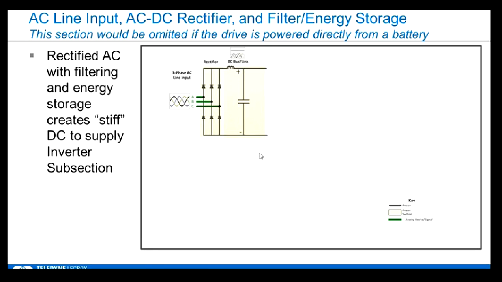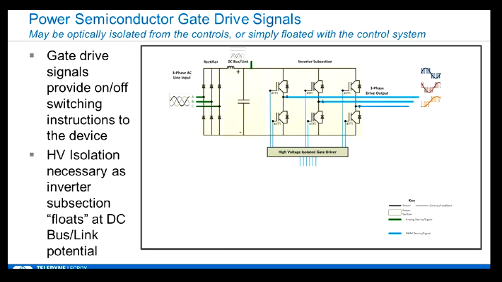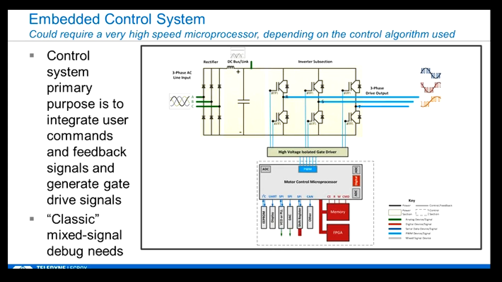Okay, so we'll run through the block diagram very quickly. We talked about AC power in part one of this series. So that comes in here, it gets rectified. I've got some filtering and some energy storage in a capacitor. And so that gives me a nice stiff DC bus. And then I've got my inverter subsection, which in this case is that cascaded H-bridge I showed you before. The output of that are these PWM-type waveforms that you see right here. The inverter subsection is controlled by the high-voltage isolated gate drivers, and there's an embedded control system behind that that controls the gate driver circuit and takes all the user input and output commands.